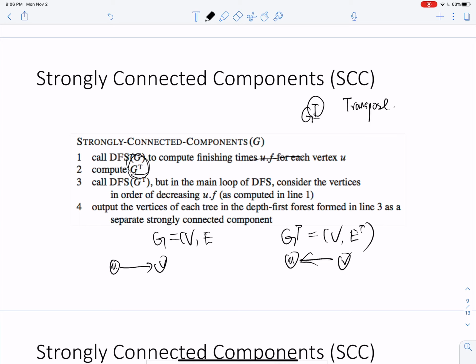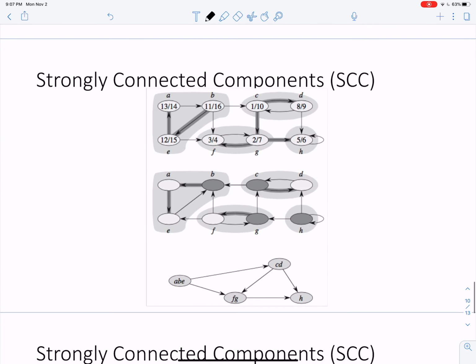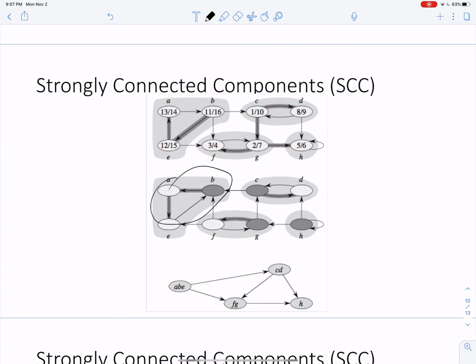Then we call DFS over the transposed graph. But in the main loop, we follow the descending order of the finishing time from the first DFS run. Then we output the vertices of each tree in the depth first search forest. Each tree is a strongly connected component. This is how the algorithm works, and how it discovers these four strongly connected components.